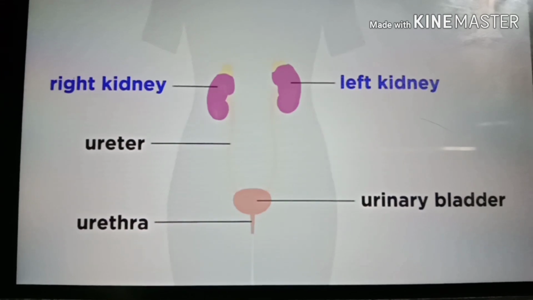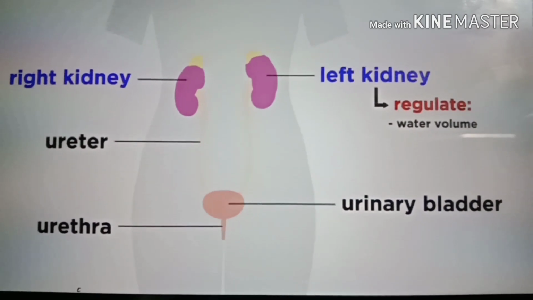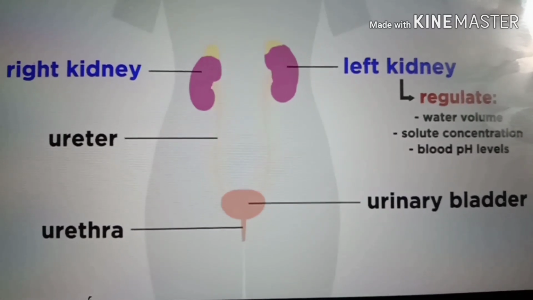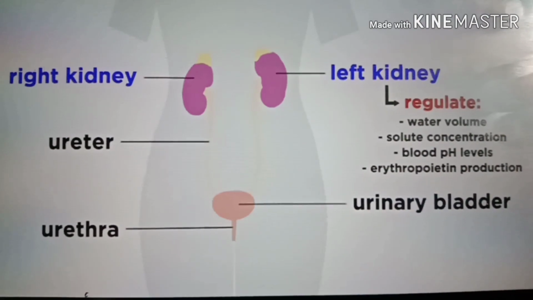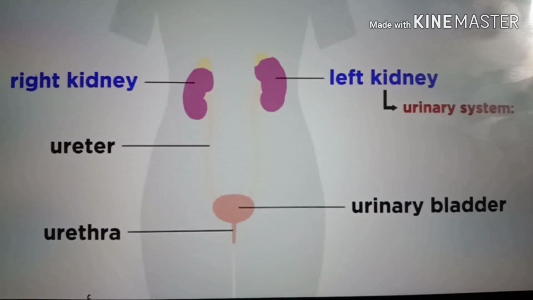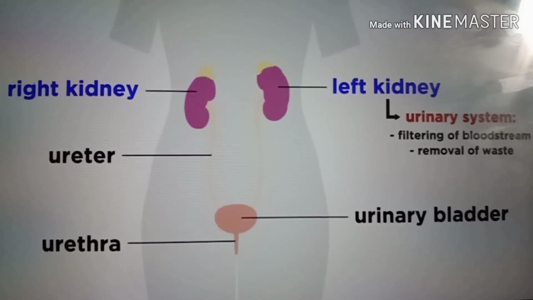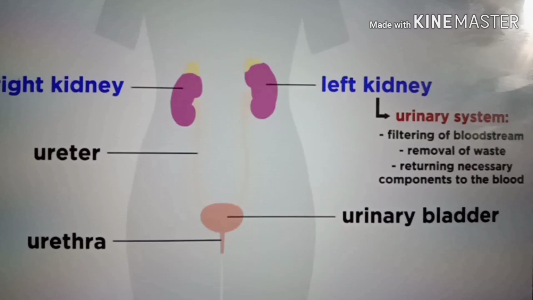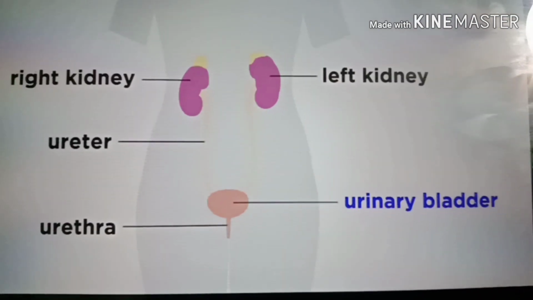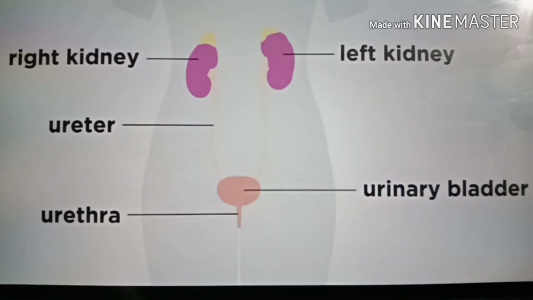The chief organ in the urinary system is the kidneys. It performs tasks including the regulation of water volume, concentration of various solutes in the water, blood pH levels, as well as the production of erythropoietin. But the functions that will be important for the urinary system: constant filtering of the bloodstream, removing toxins and waste, returning necessary components back to the blood. The urinary system also includes the ureters, urinary bladder, and the urethra, which we will discuss later.